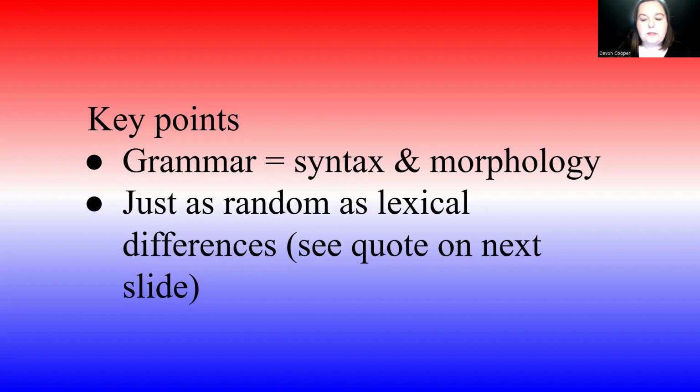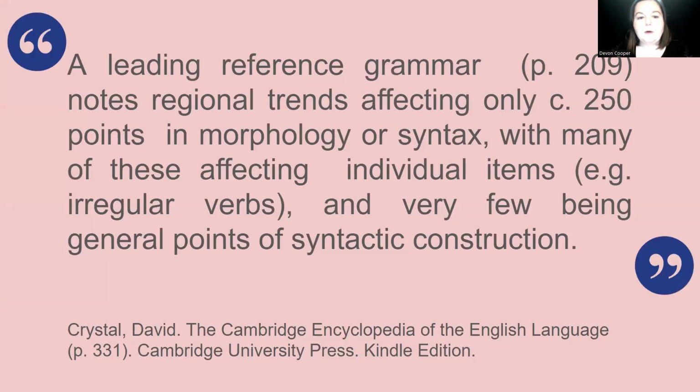I think our textbook sums it up well. So I've included this quote from the Cambridge Encyclopedia of English Language. And they say that a leading reference grammar notes regional trends affecting only about 250 points in morphology or syntax, with many of these affecting individual items, for example, irregular verbs, and very few being general points of syntactic construction. So again, it's random. Grammar in general is systematic and follows patterns, but the differences between the British and the American grammar is going to be more random, is not going to be as systematic.